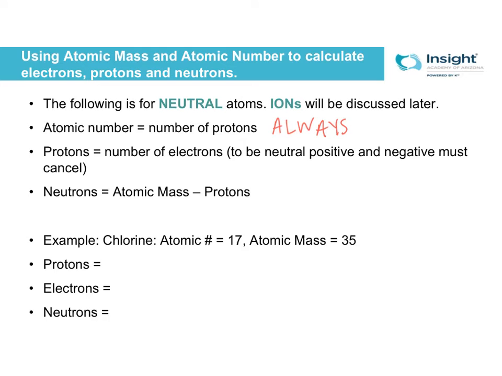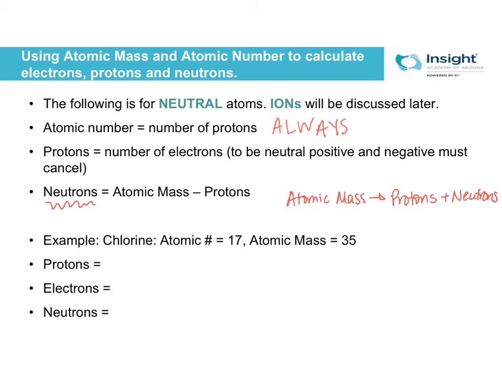And then your atomic mass, that value comes from the mass of your protons plus your neutrons. All right? So if you know your atomic mass and you know your atomic number, you can figure out how many neutrons you have. So the atomic mass is going to help you figure out your neutrons.